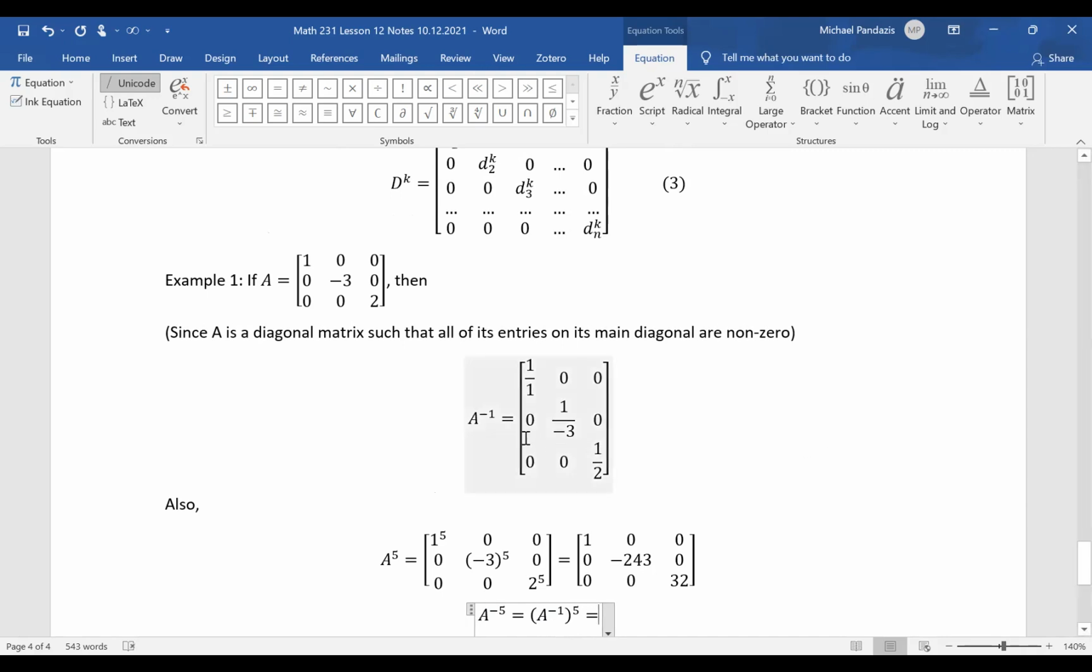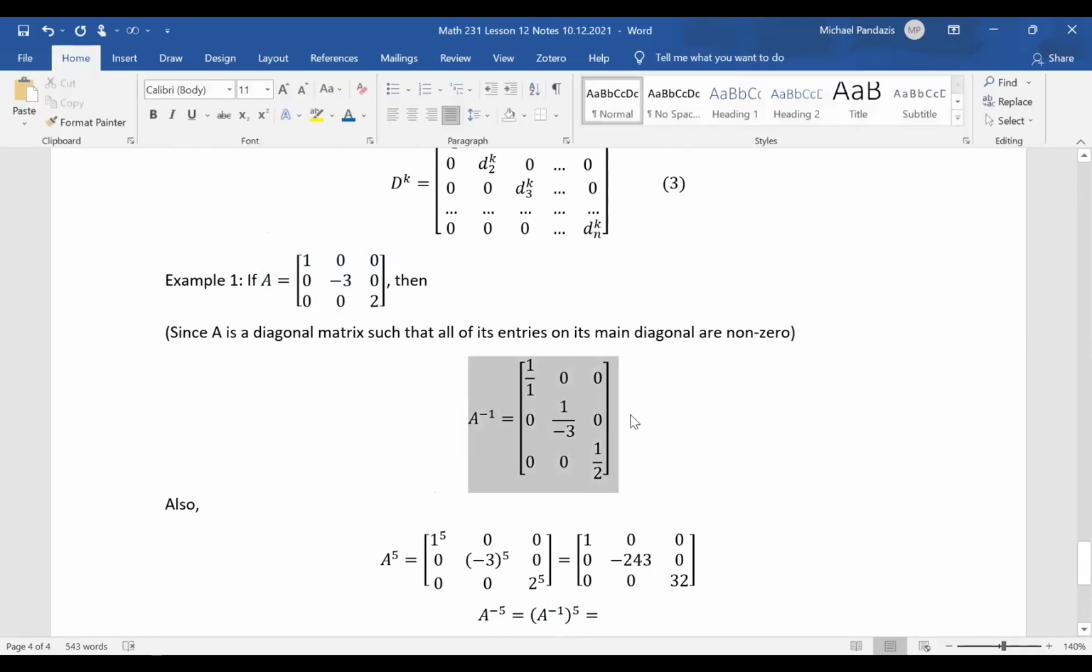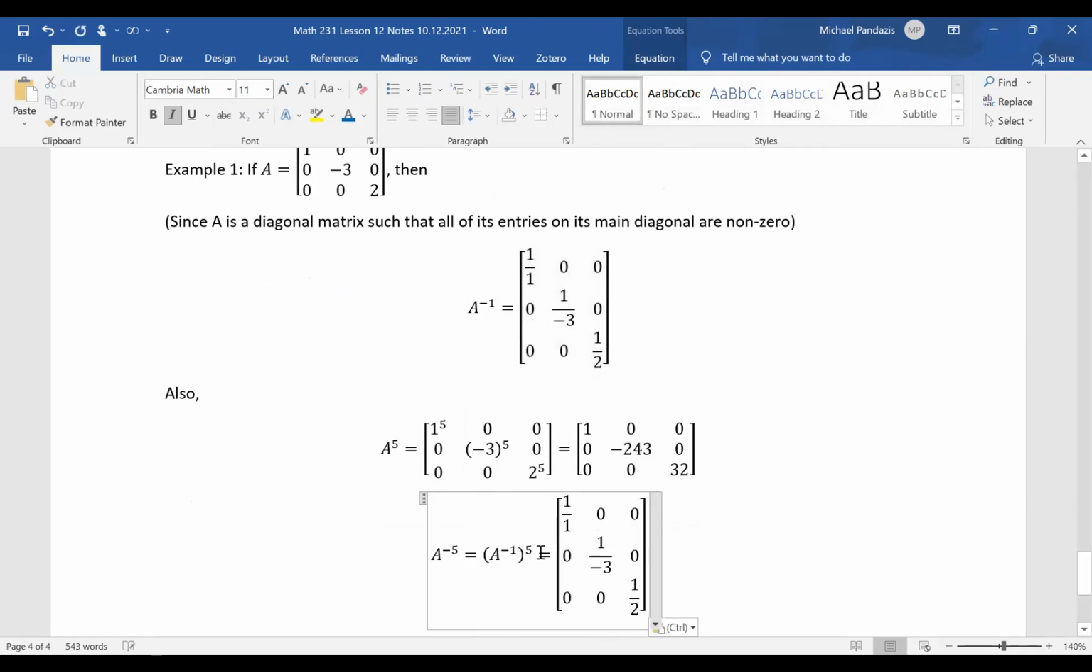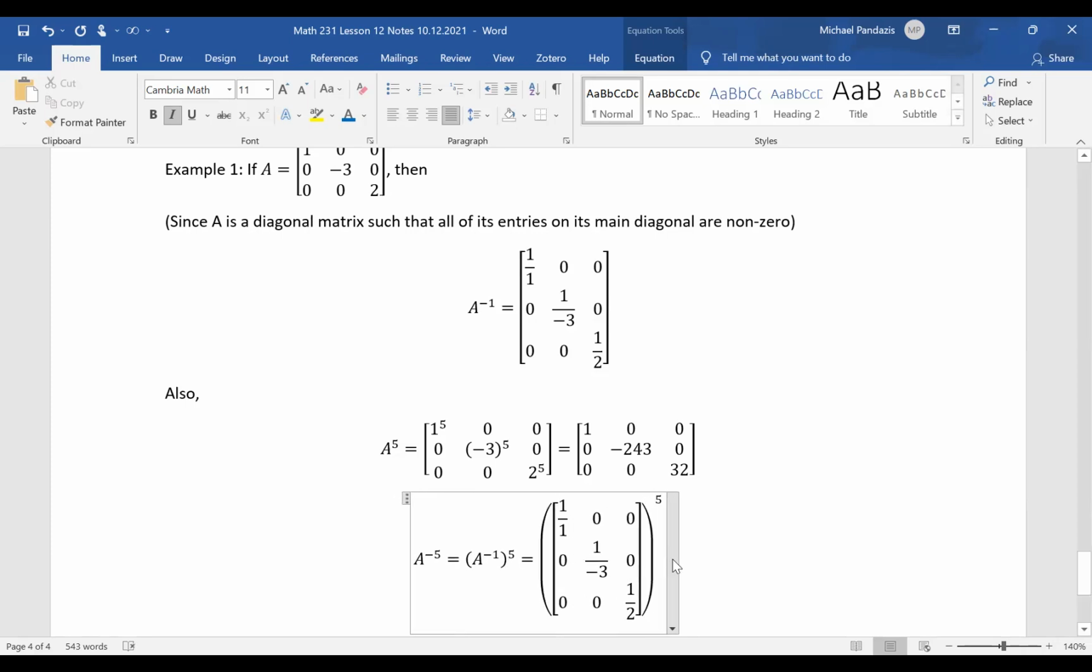Okay, since all of the main diagonal entries of A are non-zero, it's invertible. So we found A inverse, and A to the -5th power is A inverse to the 5th. So you're just taking this matrix and raising it to the 5th power.